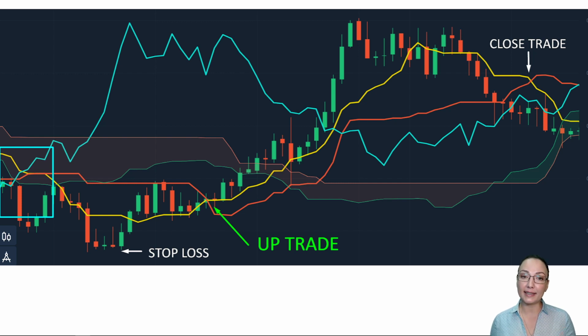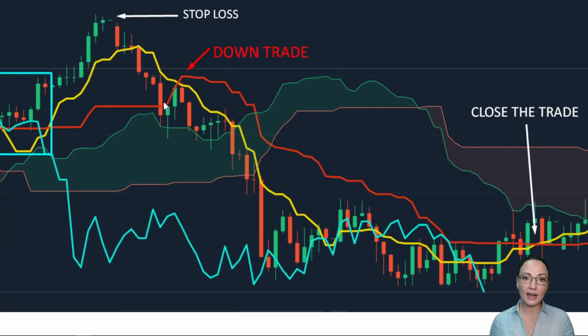To open a down trade, wait for a death cross, where the yellow line crosses the red line from top to bottom, and the Chikou span crosses the price chart down at the same time. You can set the stop loss at the nearest local maximum and close the trade when you have the opposite TK cross.